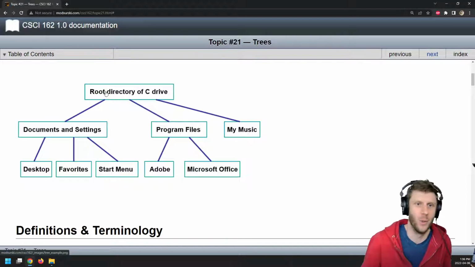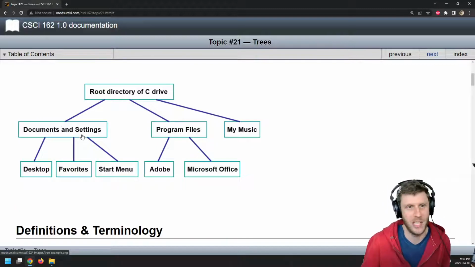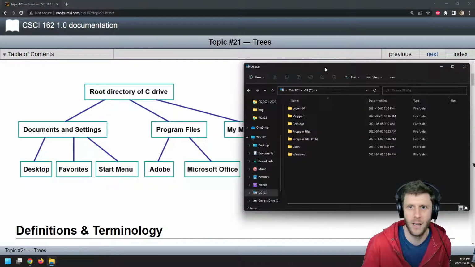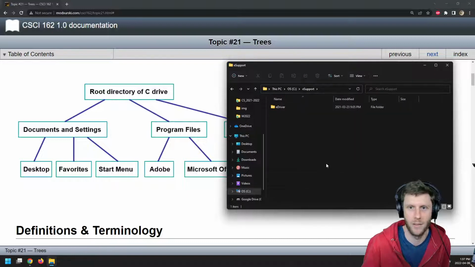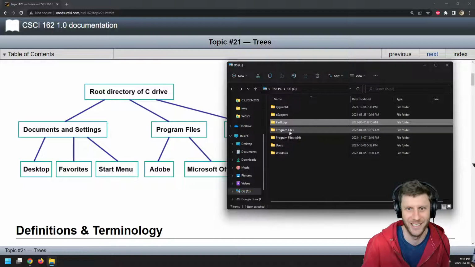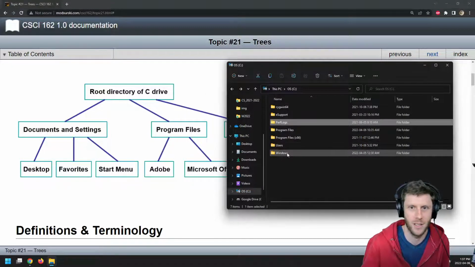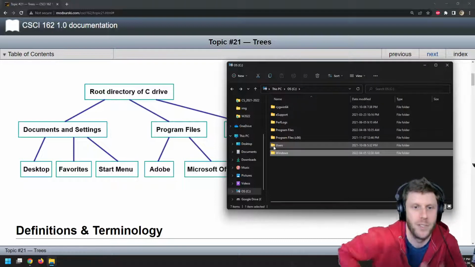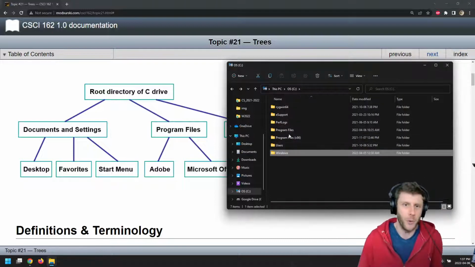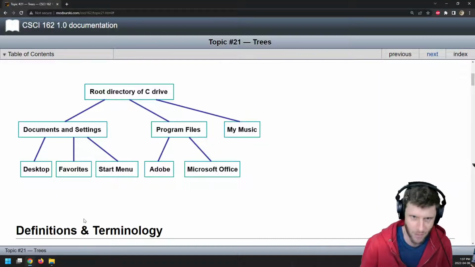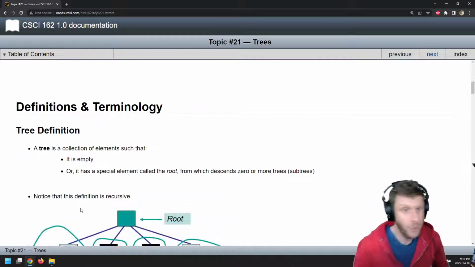Here's a simple one: root directory of C. Then we've got documents and settings, program files, and my music. What do I have? I've got Cygwin, eSupport, I don't even know what that is. Perf logs, I don't have permissions, okay. Program files, users, Windows, and in all of these I have subfolders that have subfolders that have subfolders. These are folders full of folders, full of folders, and so on and so on. So hopefully you get the idea.